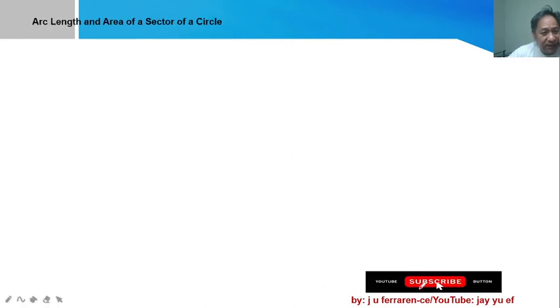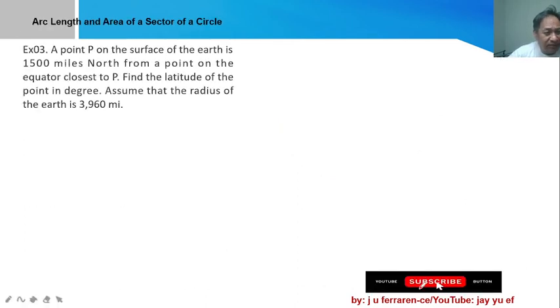Now, the last is a different problem. We have a point on the surface of the Earth, which is described as 1,500 miles north from a point on the equator closest to P. Find the latitude of the point in degrees. Assume that the radius of the Earth is 3,960 miles. This problem is taken from College Algebra and Trigonometry.